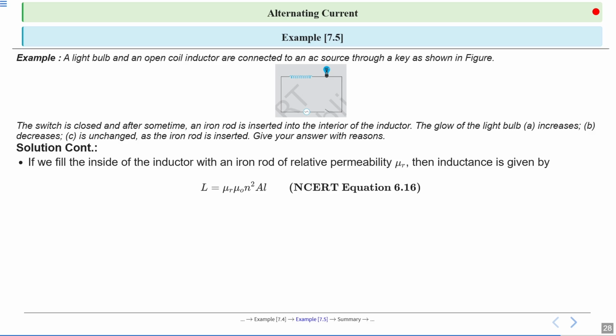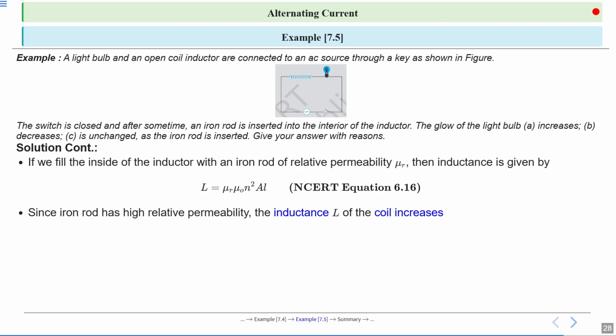Now, the iron rod will have relative permeability mu r, which is much greater than 1. Since the iron rod has high relative permeability, the inductance L of the coil increases when we insert the rod inside the inductor.